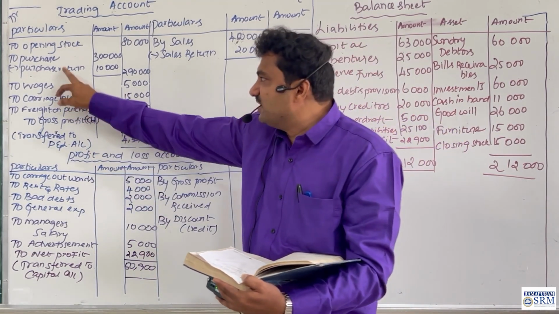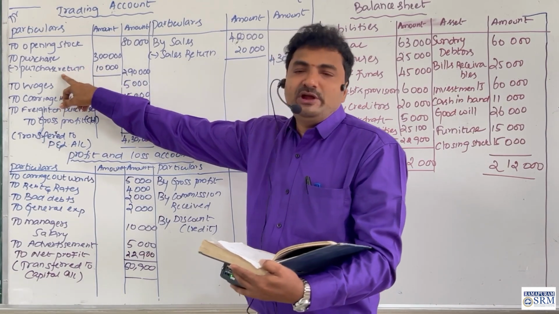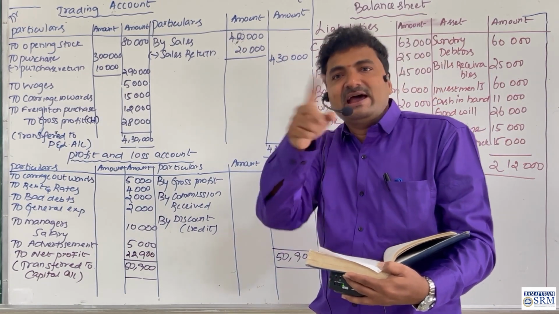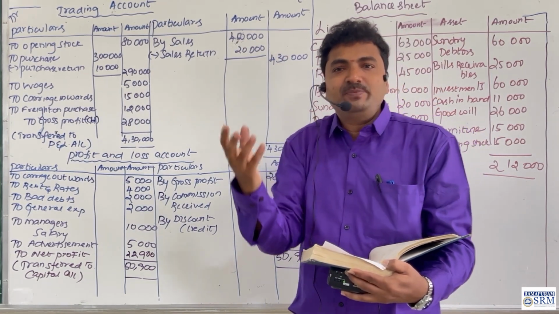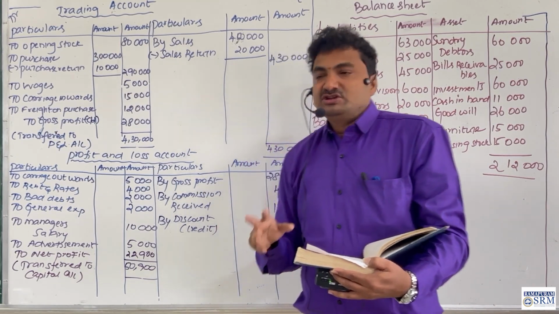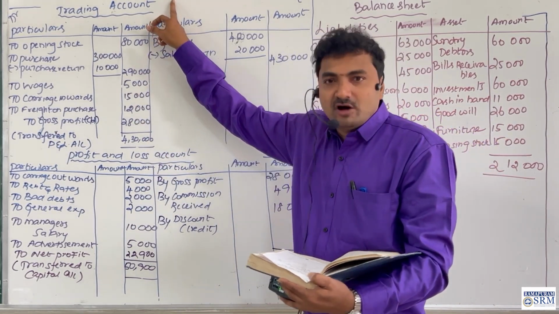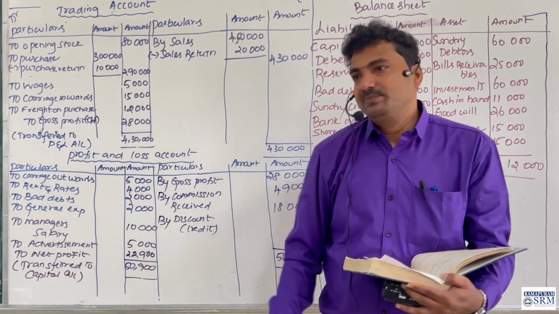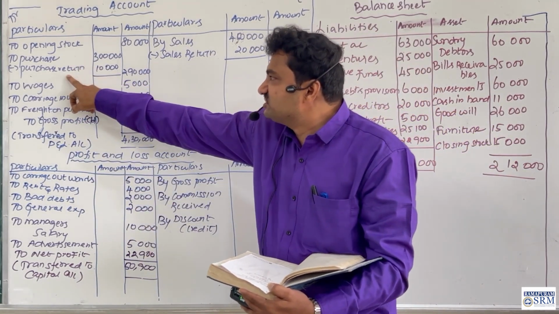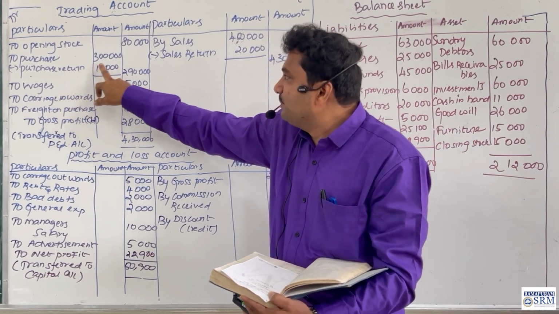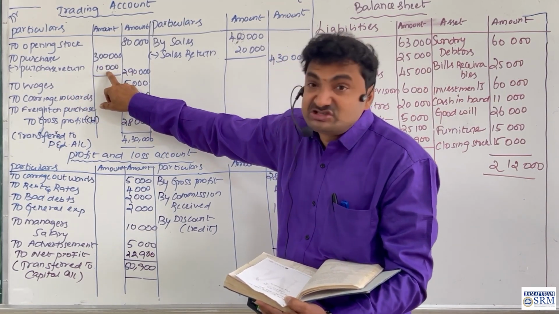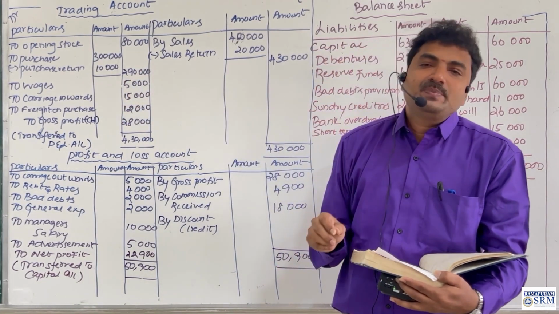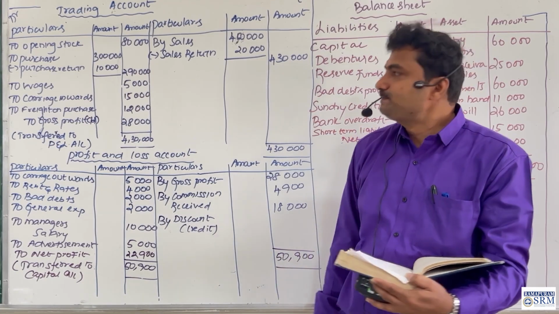Sir, if purchase comes under the debit side, why don't we input purchase return on the credit side? Because if a purchase return happens, we have to get money back from our suppliers, right? So according to the trading account format, we have to give the actual purchase. So purchase minus purchase return. For example, 3 lakh minus 10,000, 2 lakh 90,000 will be the actual purchase.